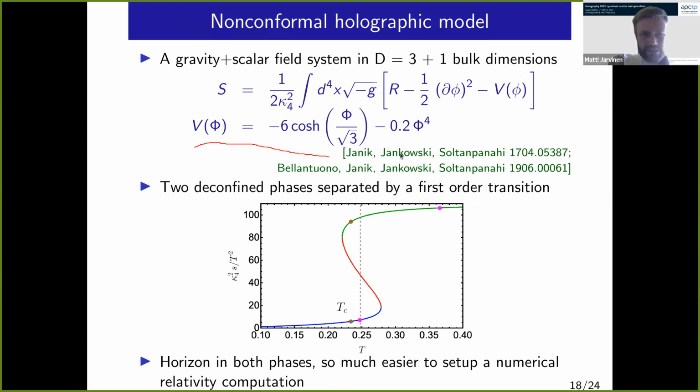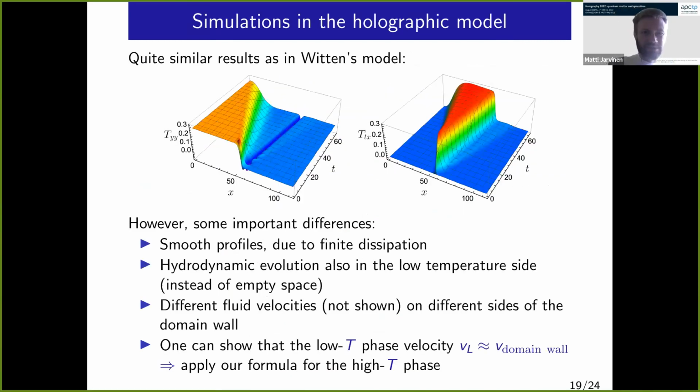And this potential for the scalar is chosen in such a way that there is a first order phase transition. So here I'm showing the rescaled entropy as a function of the temperature, and you see that indeed there's a first order phase transition. And well, in this system, the phase transition is just between two black hole phases. So there's no topology change, and you can quite easily do numerical simulations directly in the gravity model. Results from these numerical simulations for the same kind of setup as earlier are quite similar to Witten's model, but there are also some small differences.